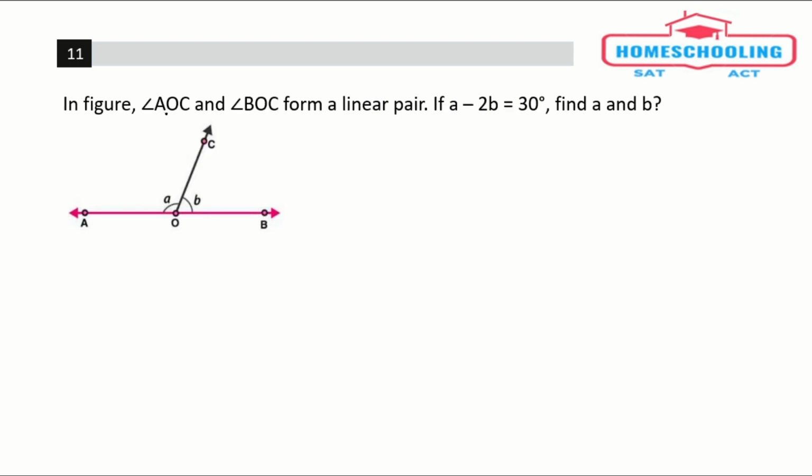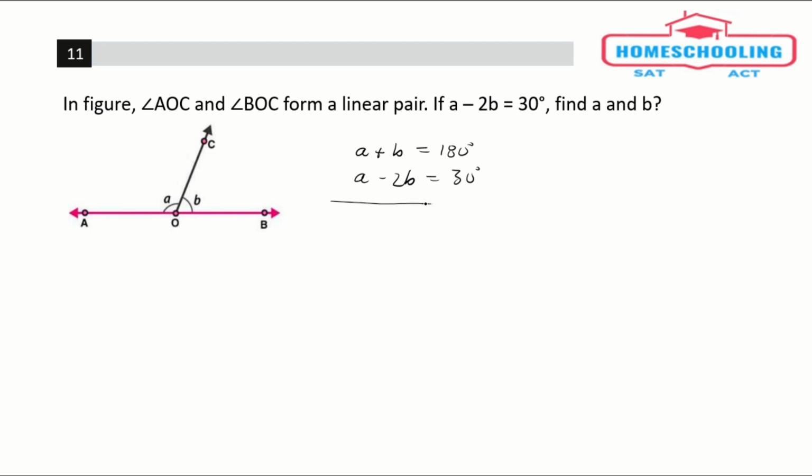In the figure above, angle AOC and angle BOC, these two angles form a linear pair. That means the sum of these two angles would be 180 degrees. So this is angle A and this is angle B. As it forms a linear pair, the sum of these two angles would be 180 degrees. In the question it is also given that A minus 2B is 30 degrees. We have to find the value of A and B.